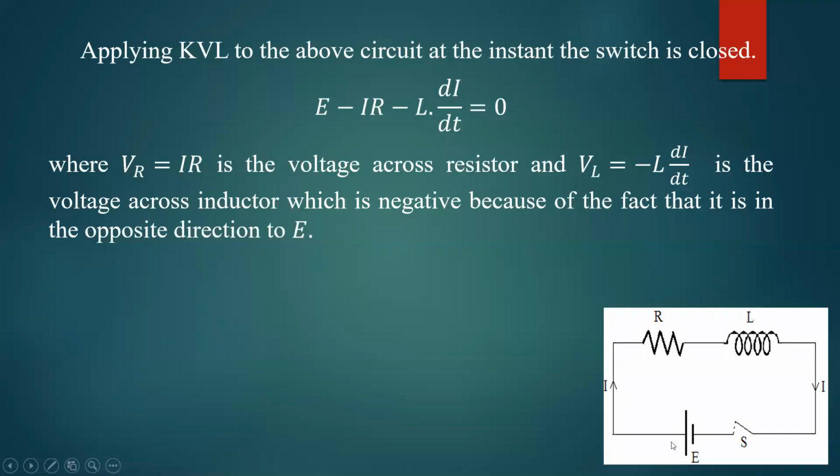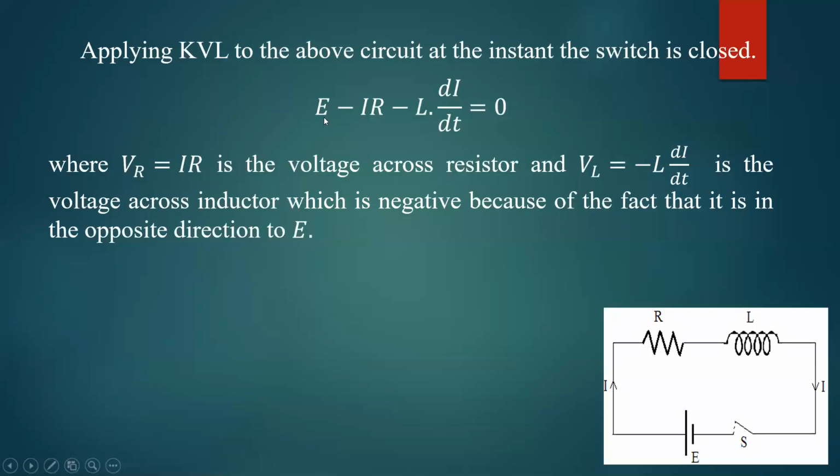The voltage across the battery is E. The voltage across the resistor is IR, current into resistance, and voltage across the inductor is minus L into di by dt. We know that. That is equal to 0. So each component you have to consider and apply the algebraic sum of EMF equal to 0. That is Kirchhoff's voltage law.